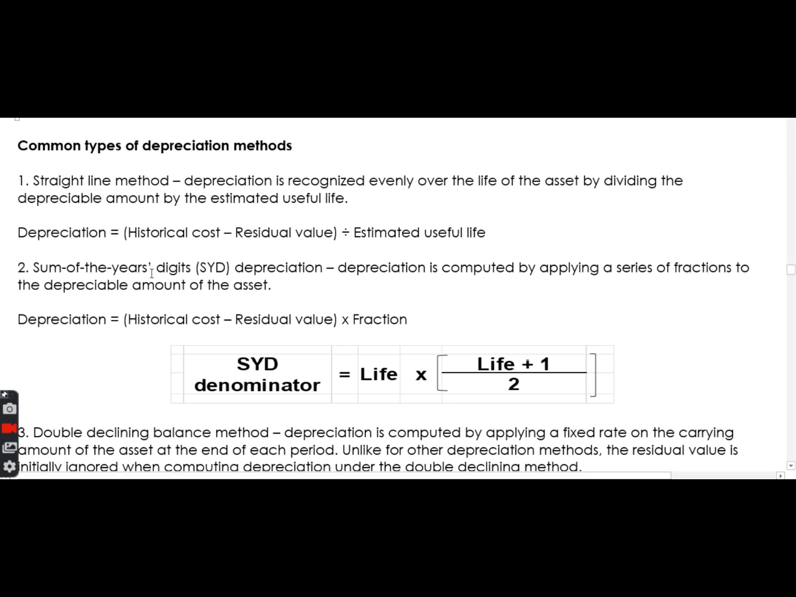So that's the easiest. If you don't want straight line, you can use SYD or sum of the year's digits. What you do there is depreciate the asset based on the SYD. Okay? What you do there is, this is the formula.